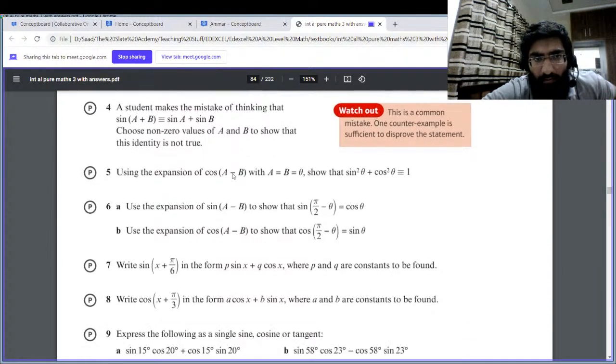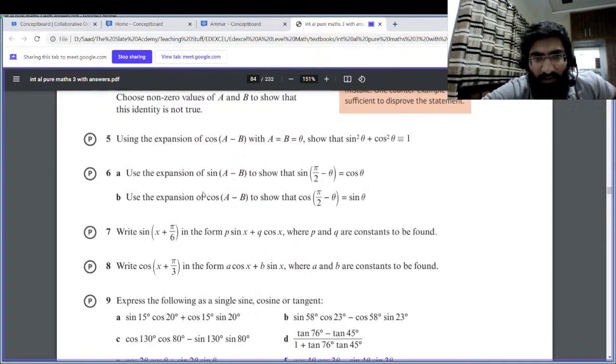Next one. Which one is next? 6B. Use the expansion of cos A minus B to show that.